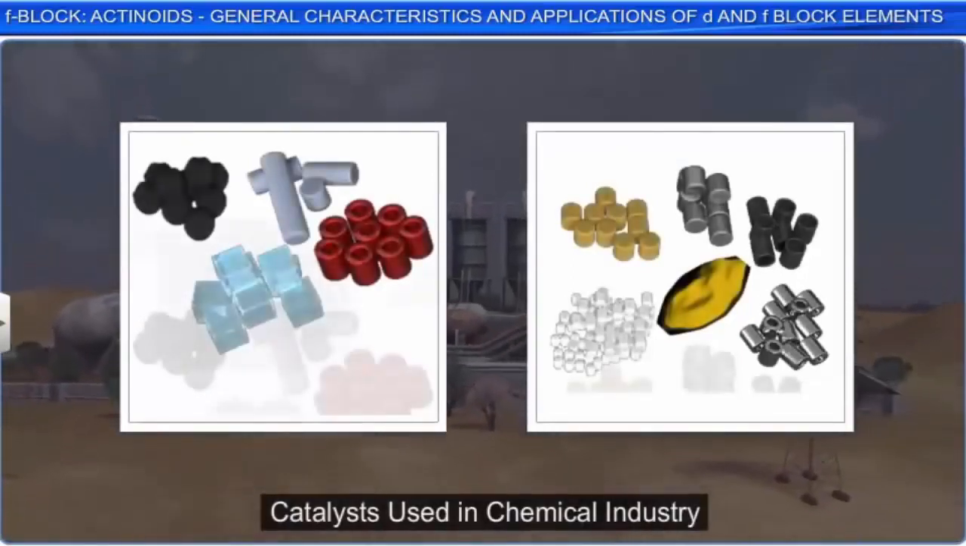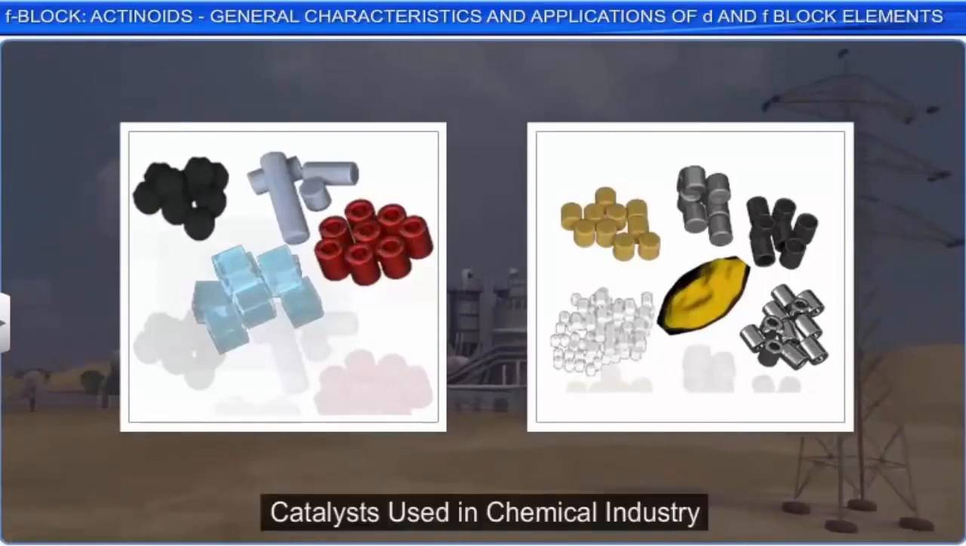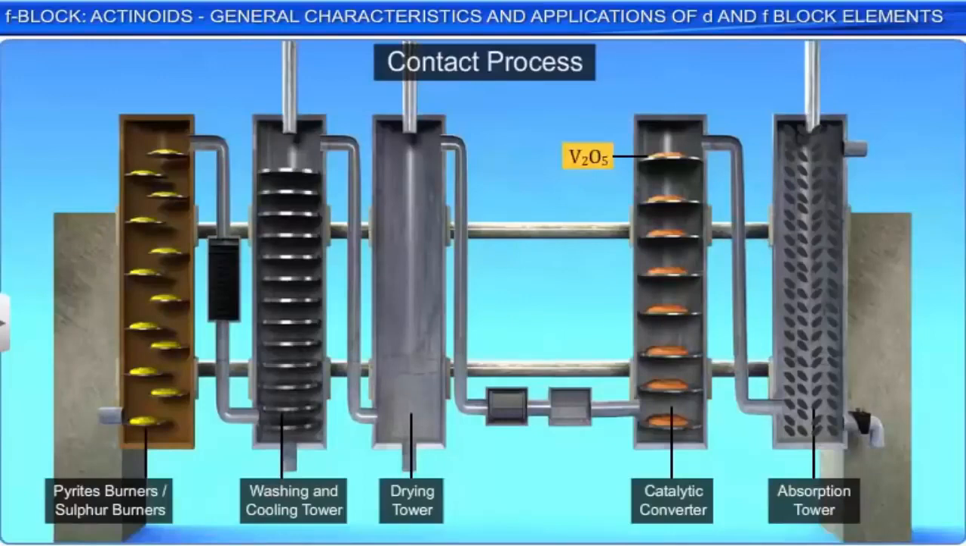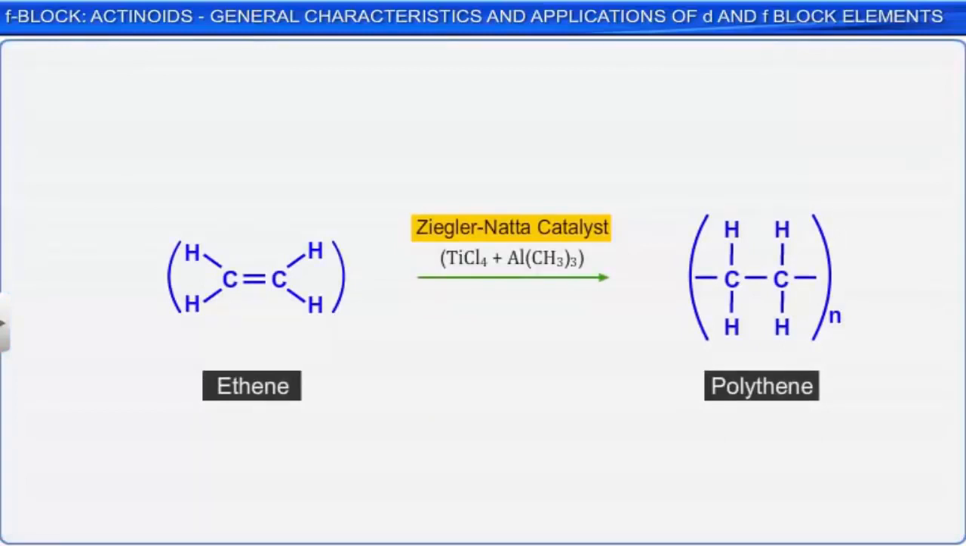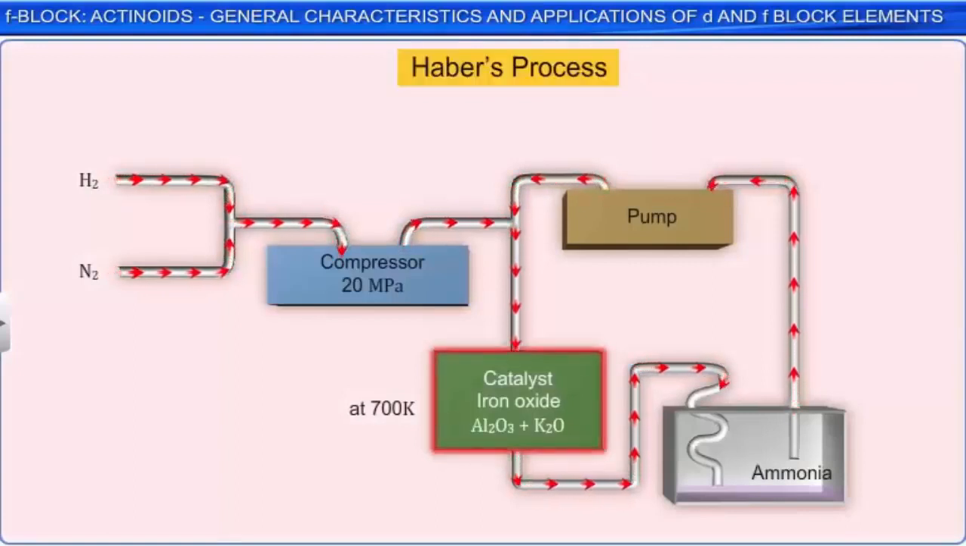Ziegler-Natta catalyst, a complex of titanium tetrachloride and trimethyl aluminium, in the polymerization of ethene to polythene. Iron in Haber's process for the production of ammonia. Nickel in the hydrogenation of fats. Palladium chloride in the Wacker process of oxidation of ethene to ethanol. Nickel complexes in the polymerization of alkynes and other compounds such as benzene.